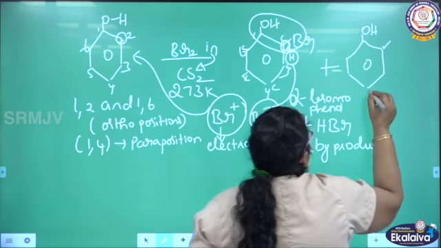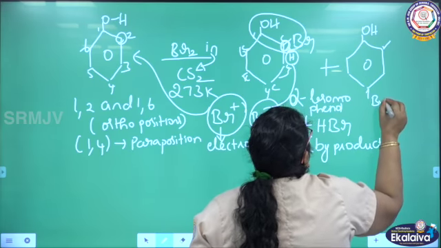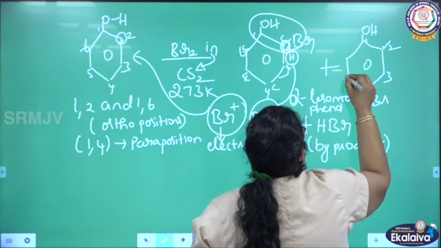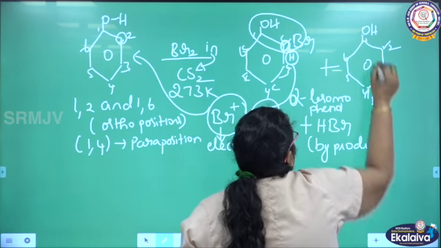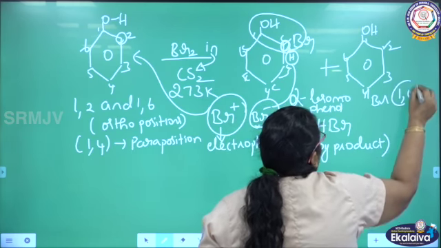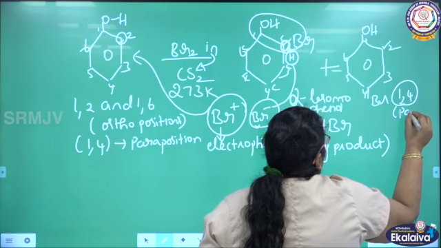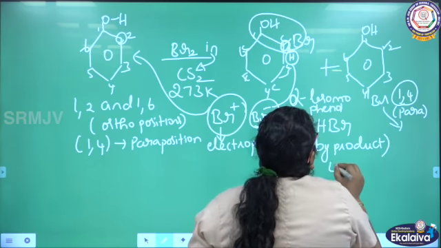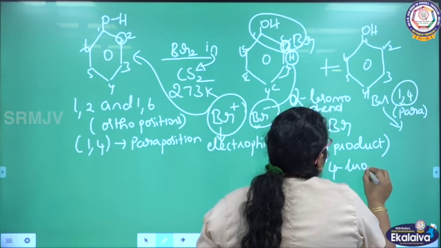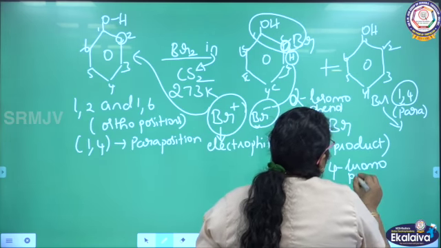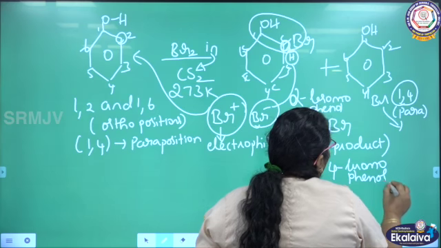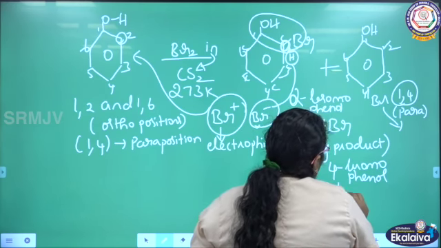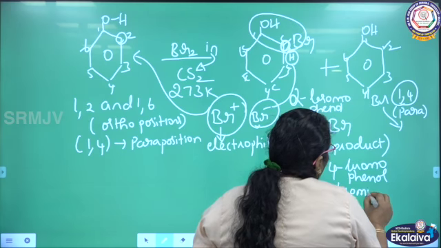Or if it is in the fourth carbon, we can call it 4-bromophenol. This is 1, this is 2, this is 3, this is 4, this is 5, this is 6. This is the 1,4 position. 1,4 means para. Or we can write this as 4-bromophenol, or para-bromophenol.